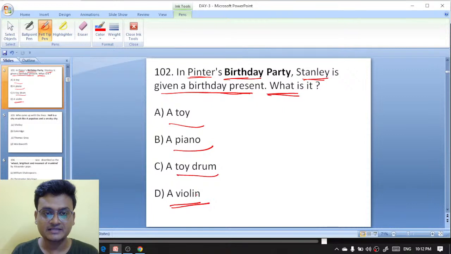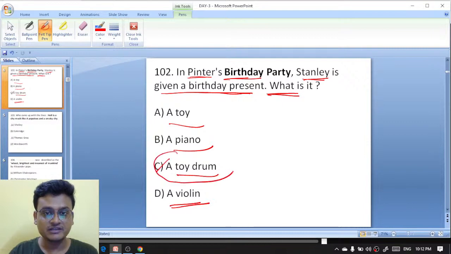So Harold Pinter has written The Birthday Party. So it is actually Athul. Exactly. Then antivenom. Athul and antivenom, you are right here. It is actually a toy drum. Nandita, you are also absolutely right. It is a toy drum.